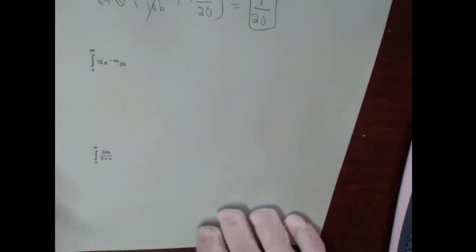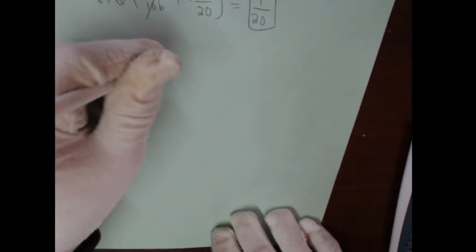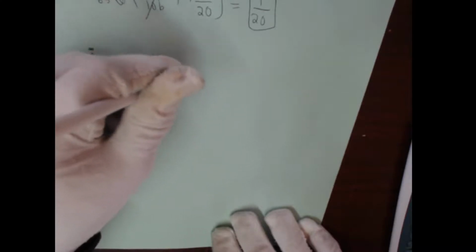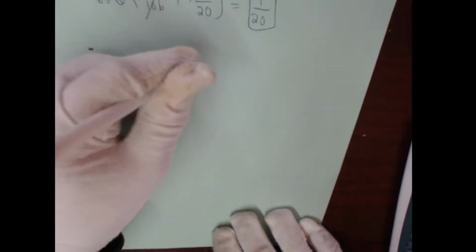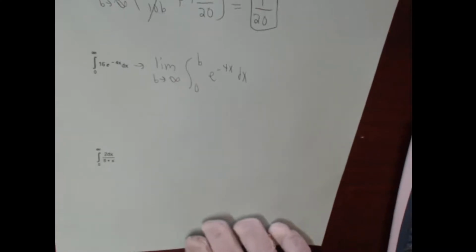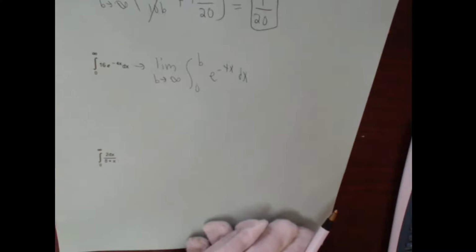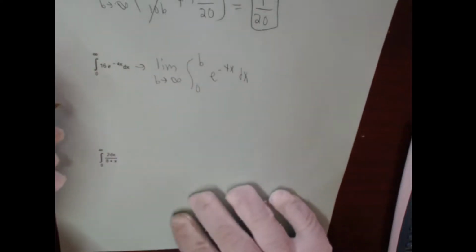Here we have the integral from 0 to infinity of 16e to the negative 4x. Again, you rewrite this as the limit as b goes to infinity of the integral from 0 to b of e to the negative 4x dx. So that's how you set it up. We turn it into a limit. That way we can rearrange this, and then when we're done, we can take the limit and see what happens. Let's go ahead and take the integral.